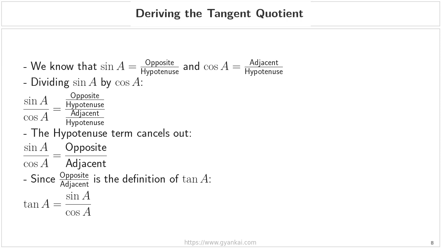Now that we've understood how the trigonometric ratios pair up through reciprocals, let's move on to the second part of our lesson, the quotient relationships. On this slide, we are going to actually derive the formula for tangent from scratch.